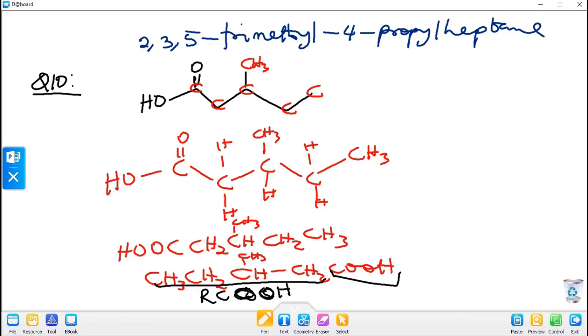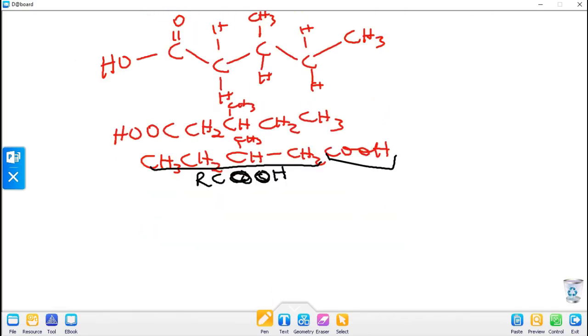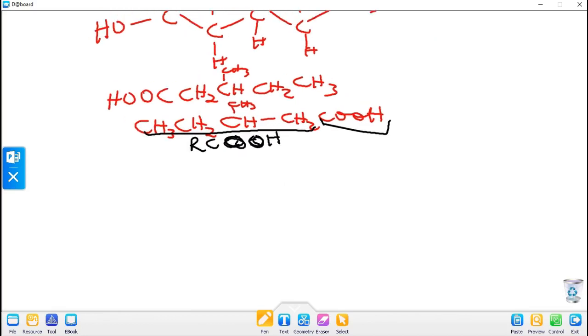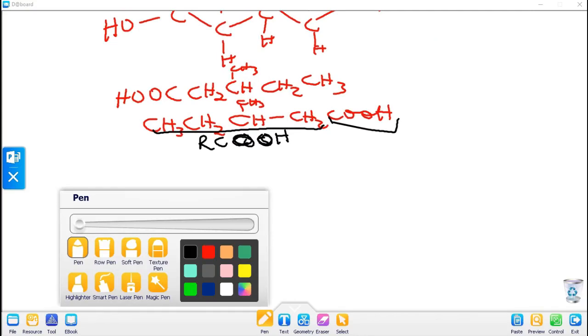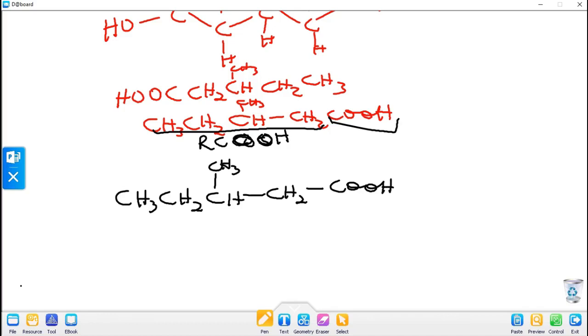Now what do we do? What is the name of that compound? Now let us tend to draw. Let us put that compound now. Let us rewrite the structure. Let us put down the structure very well. So the structure is CH3, CH3, CH2, CH with a CH3 up there, and then we have CH2 and COOH. So this is the structure. It's as simple as that.